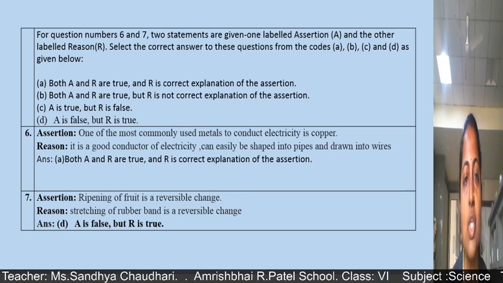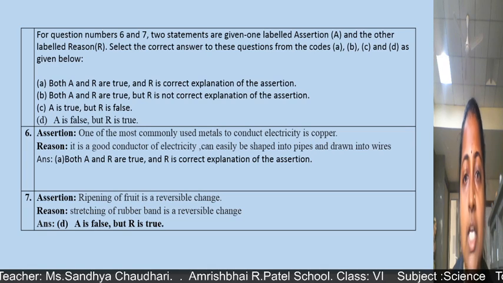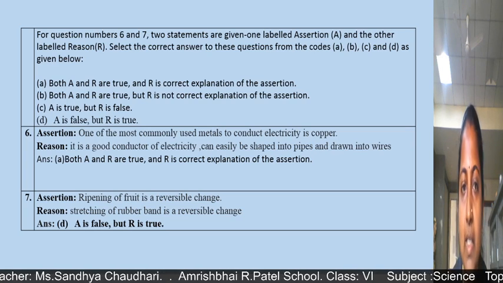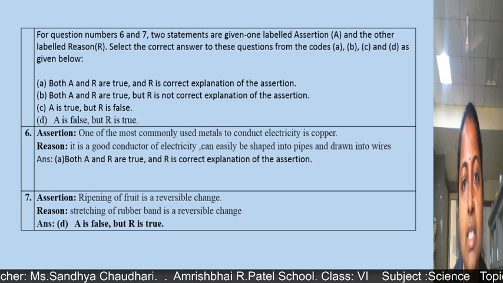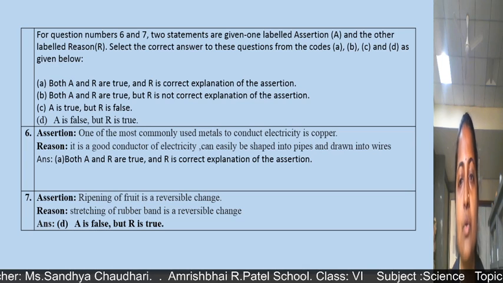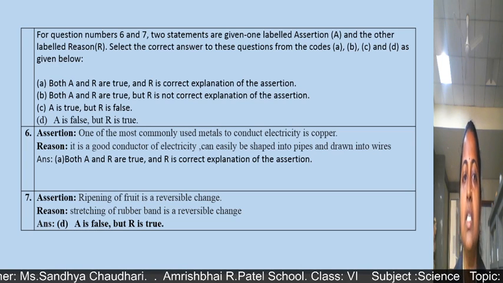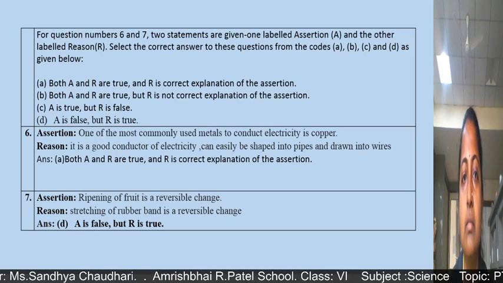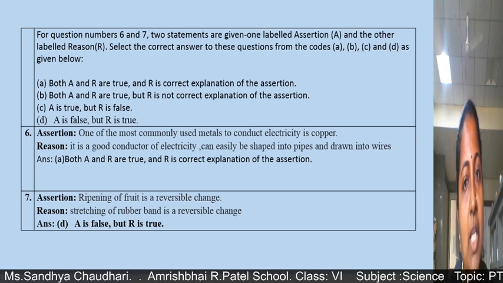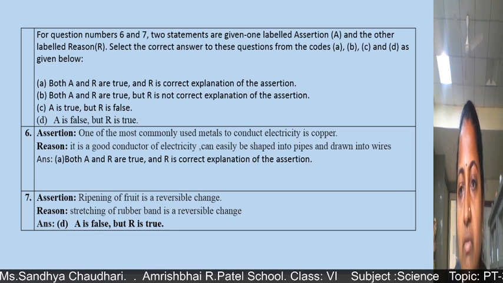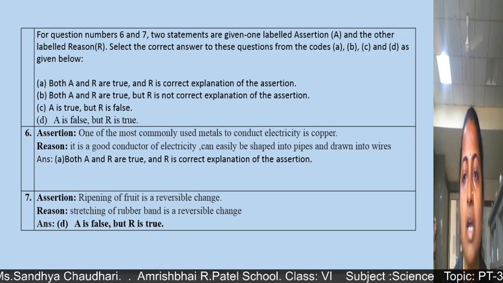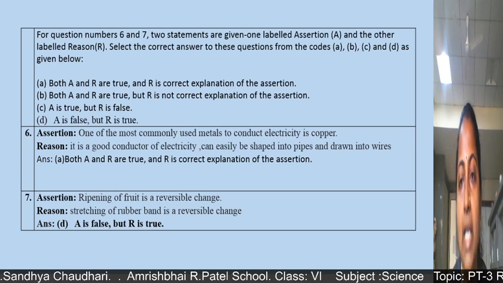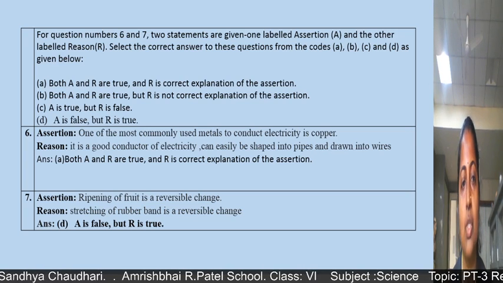Now we will see the assertion. One of the most commonly used metals to conduct electricity is copper. Yes, it is right. And the reason given is that it is a good conductor of electricity and can easily be shaped into pipes and drawn into wires. So both the statements are right, and R is the correct explanation for the assertion. So option A will come. In this way you have to write the answer that both A and R are true, and R is the correct explanation of the assertion.